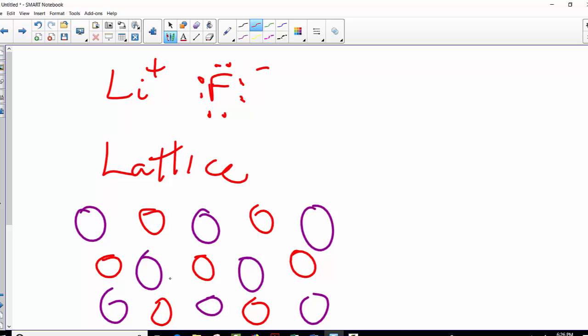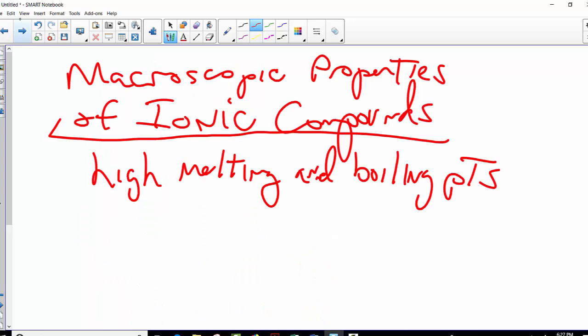Remember, this is a 3D picture. This fluorine here not only has 4 lithiums around it, but it has 1 that's between you and the fluorine and 1 that's in the back of the computer. So it's literally surrounded by 6. And so are all of these red ones. So they're very stable and they're very happy. So it's very hard to break these electrostatic attractions. So high melting and boiling points.